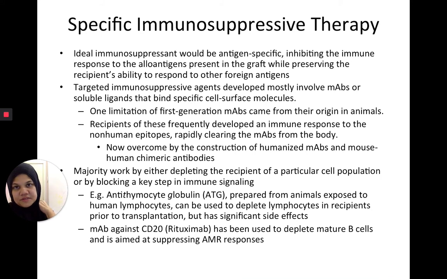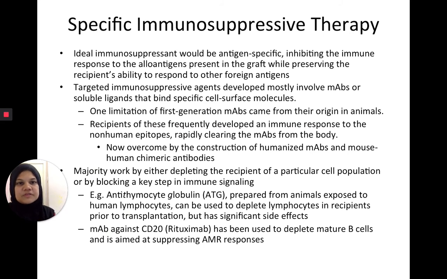So then you also have specific immunosuppressive therapy. So this is a bit better than the general one because it is more targeted and it tries to inhibit the immune response to the alloantigens on the graft. But it tries to still allow the host or the recipient to respond to other foreign antigens that could actually be dangerous to them. So these targeted immunosuppressive agents usually involve monoclonal antibodies as per normal, and they usually target the cell surface molecules. So one limitation is that the monoclonal antibodies, as we know, usually come from animals, usually the mice.